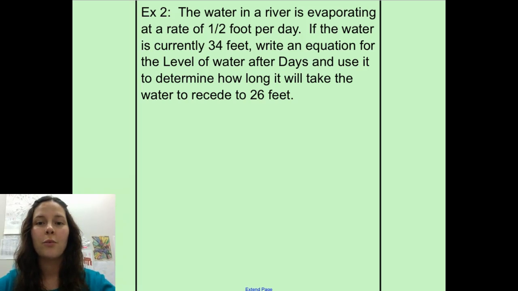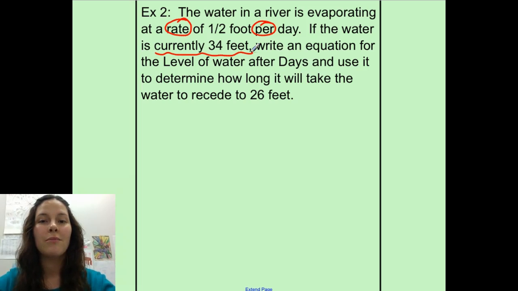Let's see if we can do this one more time. So we're going to read through this word problem. I want you to pick out the starting value and our rate of change. Another keyword that you might see in a word problem is rate. Bells should go off. We've been working on rate of change, so our rate of change, or our slope, is half a foot per day. We get 2 keywords on this one. The water is currently, that's our starting value, 34 feet.